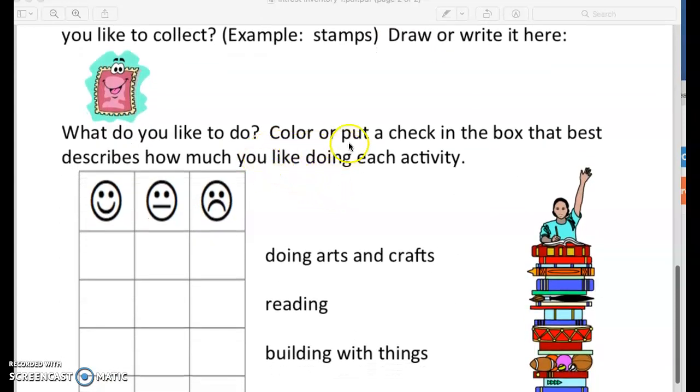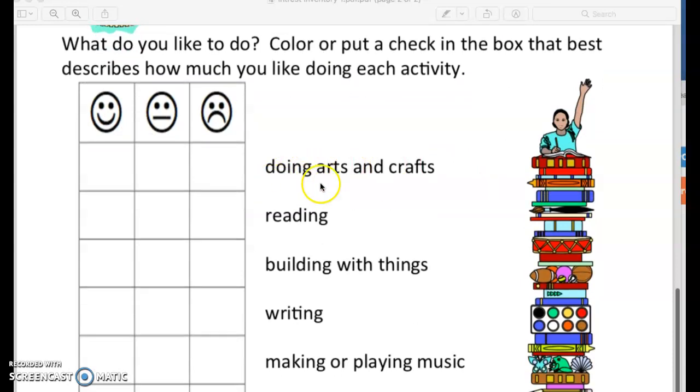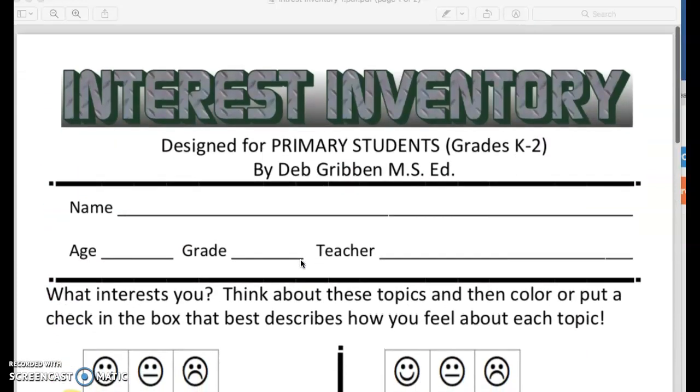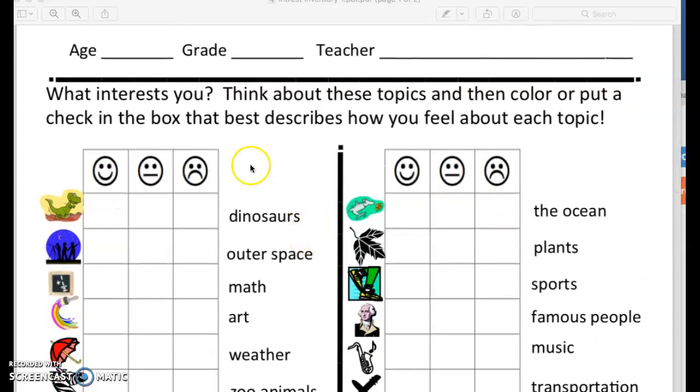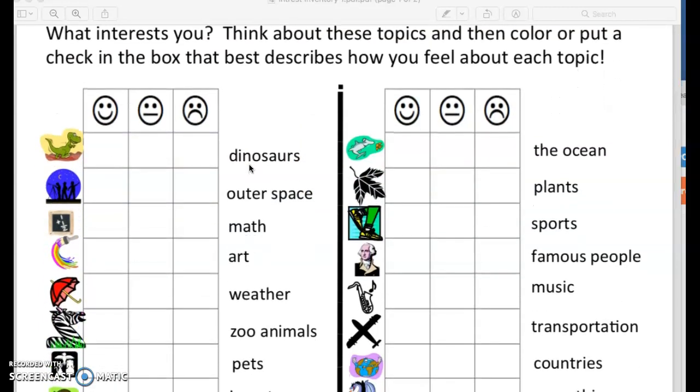What do you like to do? Again, color or put a check in the box that best describes how much you like to do an activity. Now, this you'll probably have to have someone read to you. But this should be a fun activity. This is just all about what you like. Okay? If you want to start before you have someone at home, just start with these boxes. Because you could look at the pictures and decide either I like them a lot or ugh.